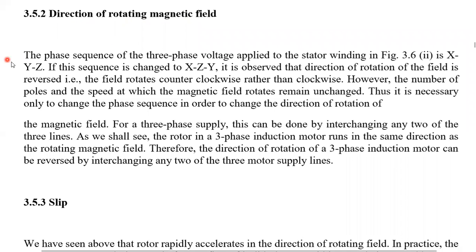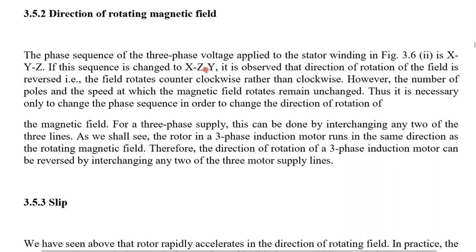The phase sequence of the three-phase voltage applied to the stator winding is called XYZ. These phases are called X phase, Y phase, Z phase. So XYZ is called one phase sequence. The phase sequence of the three-phase voltage applied to the stator winding is XYZ. Now the phase sequence is changed to XZY. That means these two leads, Y and Z, these two wires, are interchanged: XZY.